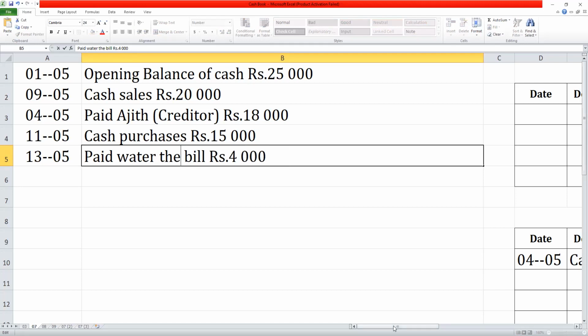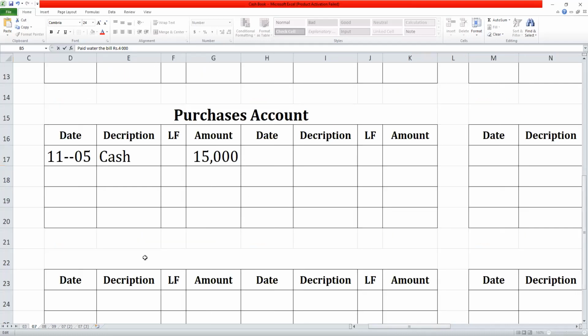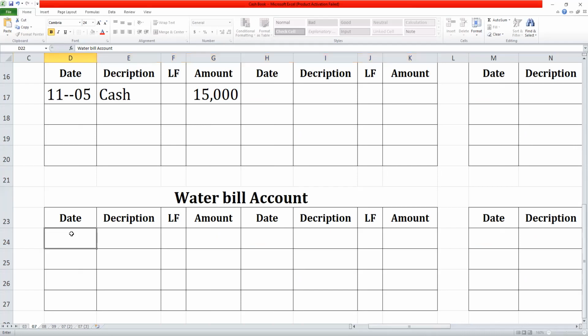And complete the other entry required. We need the fourth account, that is water bill account, which is an expense. Now the cash book is credited, no? So the water bill account should be debited. 13th May, use the same date. Description is cash. Amount 4,000 rupees. See how simple it is.